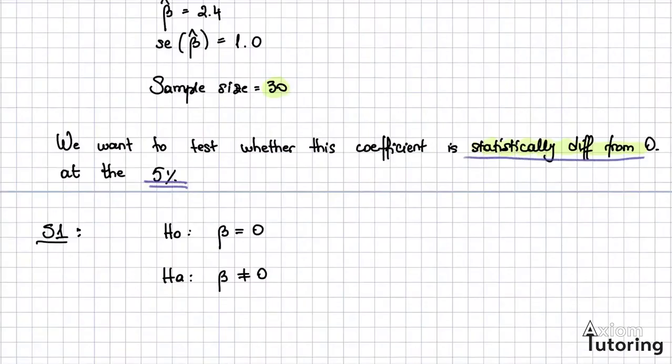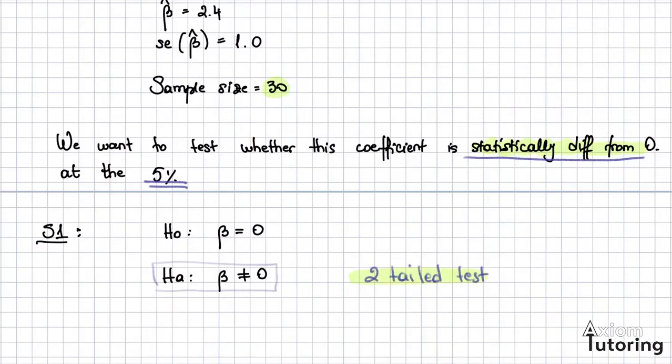Already at this stage, we're going to emphasize so that we don't forget it later: since the alternative is that beta is different from 0, it means I will be running a two-tailed test. I'll also highlight it so that we don't forget it. So this part has already been cleared.